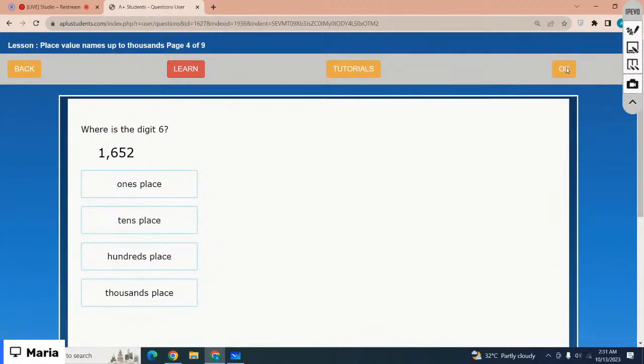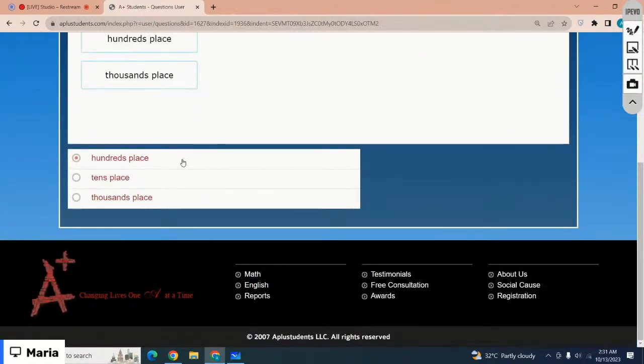Where is the digit 6? Which is the correct option? The correct option is... Very good. 6 is at the hundreds place. Option 1 is the correct option.